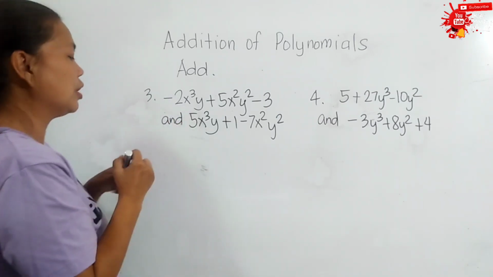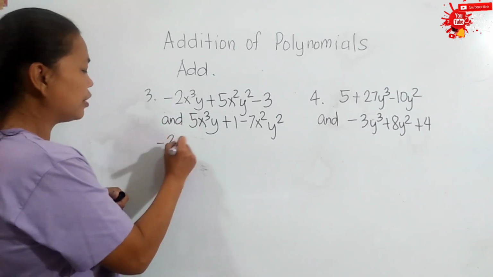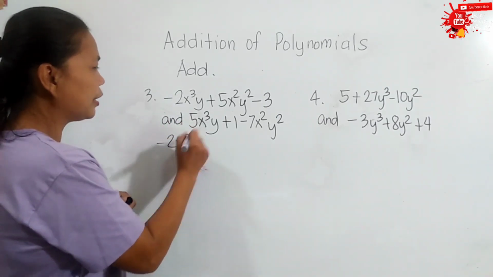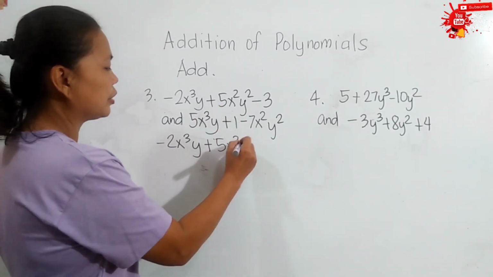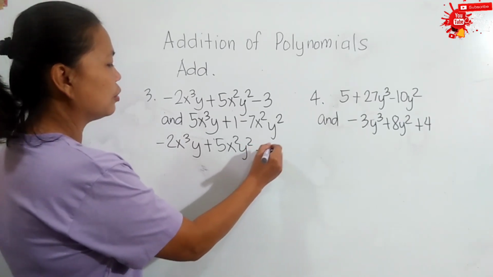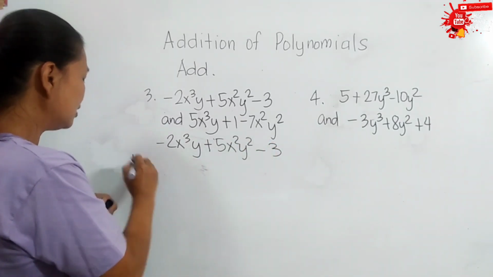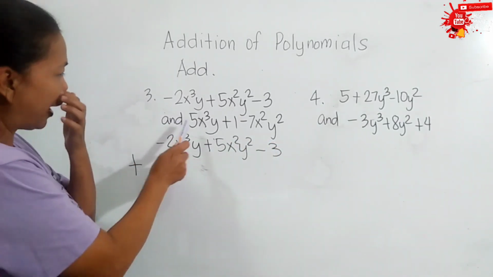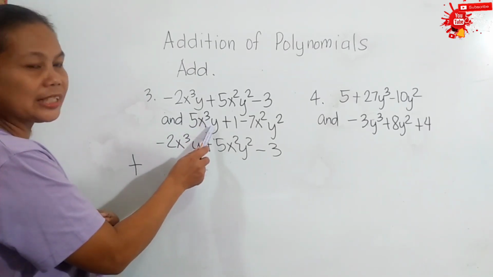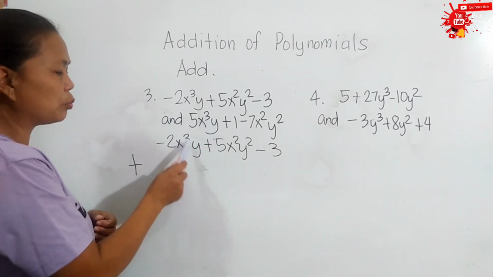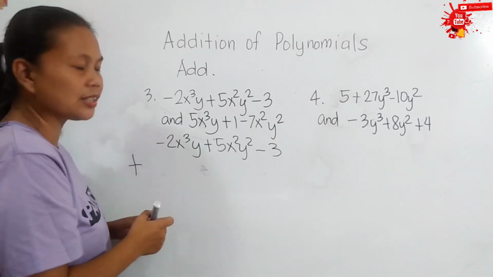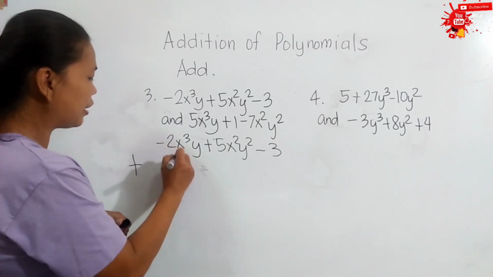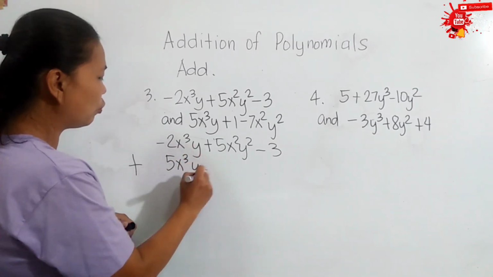So we will have the first term as negative 2x cubed y because we have the greater exponent for x in this term. So we have negative 2x cubed y plus, followed by positive 5x squared y squared minus 3. Then add. So let us arrange. We have here 5x cubed y. It is similar to negative 2x cubed y, so we will rewrite it vertically under negative 2x cubed y. So we have here 5x cubed y.